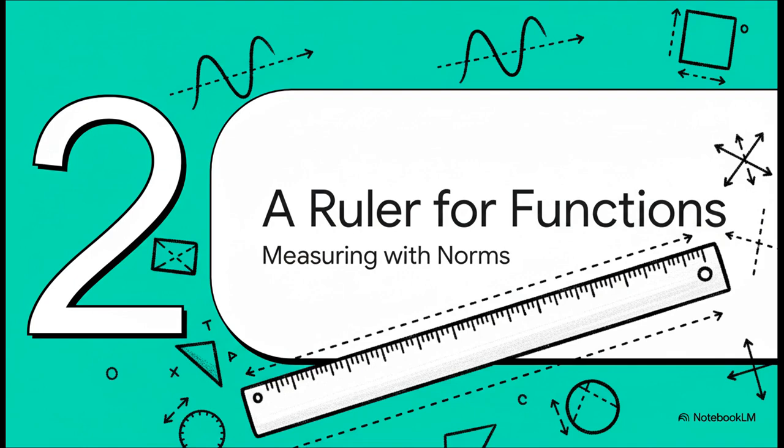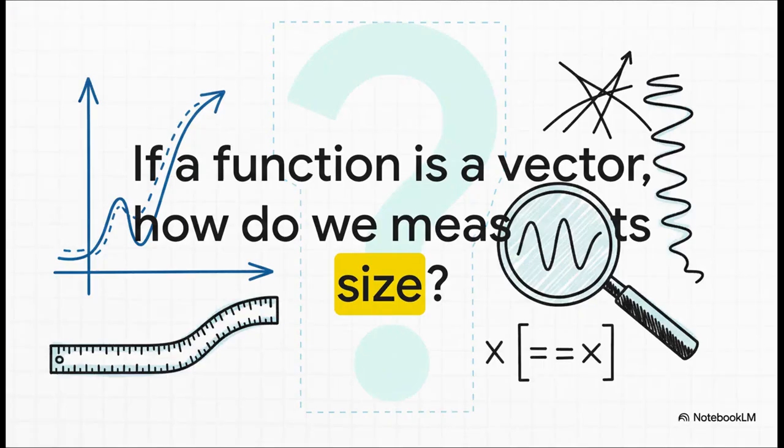So, we've got this incredible new space filled with functions. Great, but what can we do there? Well, the first thing you need in any space is a way to measure stuff. We need a ruler. It's the natural question, isn't it? If this whole function is now a vector, what in the world does length or size even mean? I mean, how do you measure a curve?